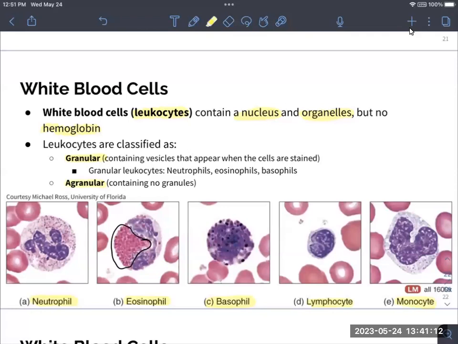Yes, for the lab practical for blood, you will need to be able to identify each of these different white blood cells, and we'll go through how each of them are different.